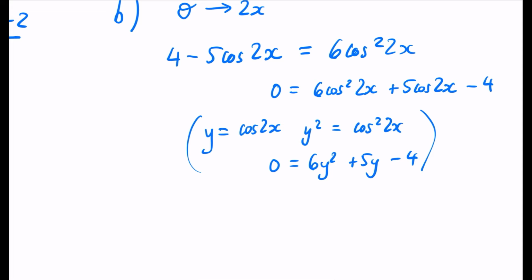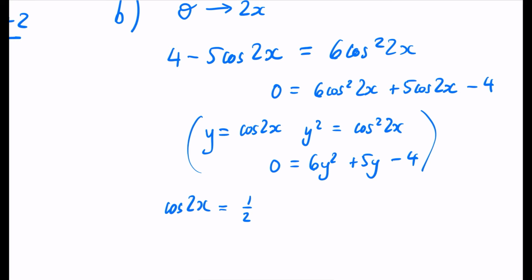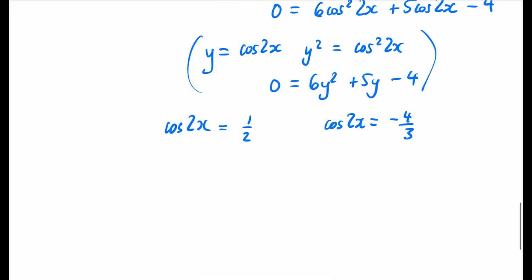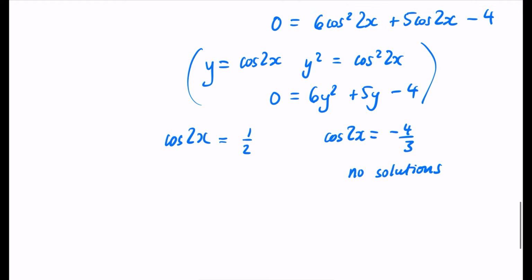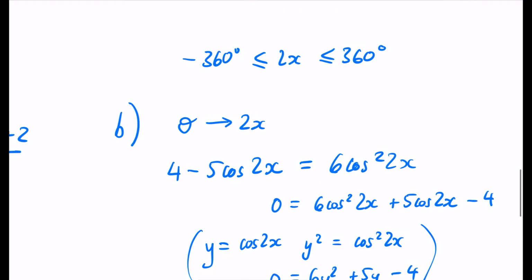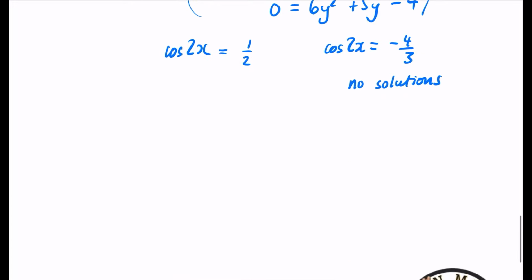And it tells me straight away either y is equal to a half. I'm skipping out that bit and I'm just going to go straight in and say that cos 2x is equal to a half. My other solution is that cos 2x is equal to minus 4 over 3. Now we know that cos can only go between 1 and minus 1. So minus 4 over 3 has got no solutions. This means I just need to solve this one equation here for the range of minus 360 to 360 degrees.